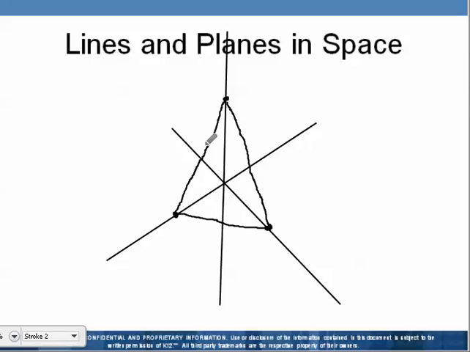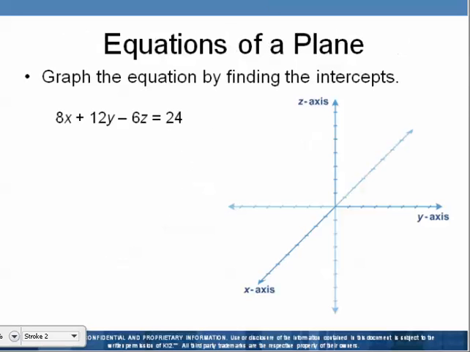Okay? So what are we looking at? We're looking at the places where this plane intersects the axes. This would be an x-intercept, a y-intercept, and a z-intercept. There's three places where it would intersect. Okay? So this is an equation for a plane.